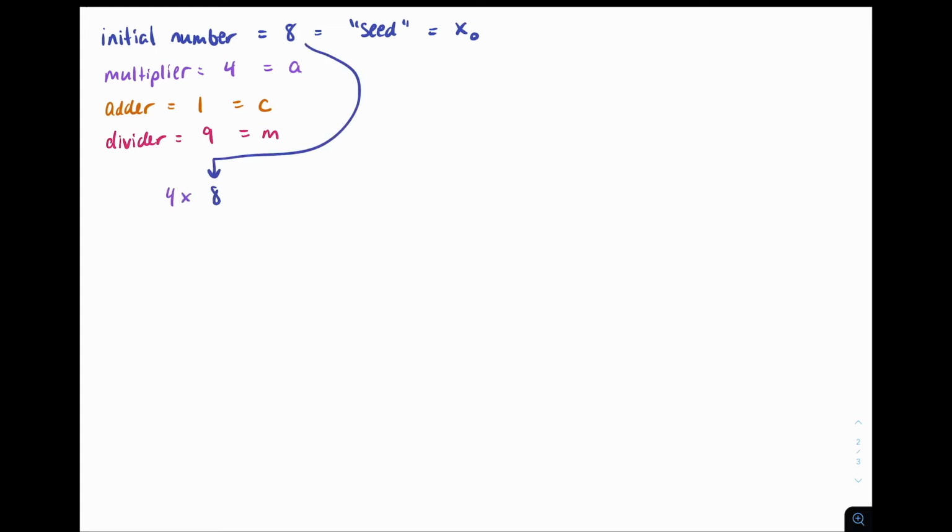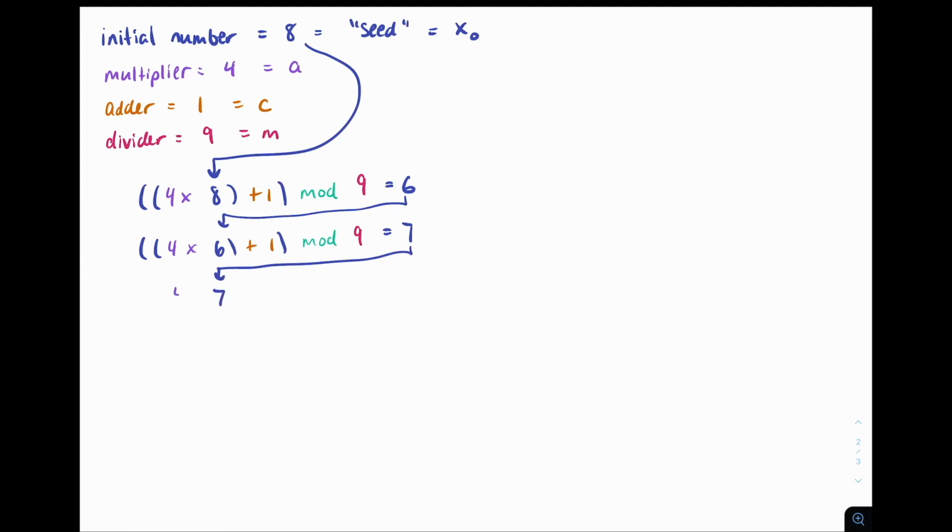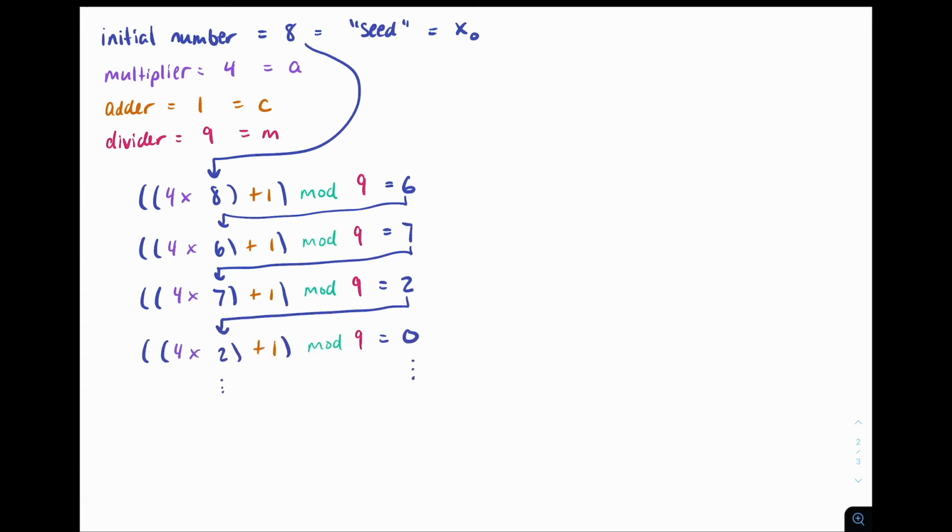To generate our pseudo-random numbers, we multiply the seed with our multiplier number, add our adder number, and take the mod with our divider number. And we continue to repeat the process with the new number, as shown here. Here, our first 4 pseudo-random numbers are 6, 7, 2, and 0.